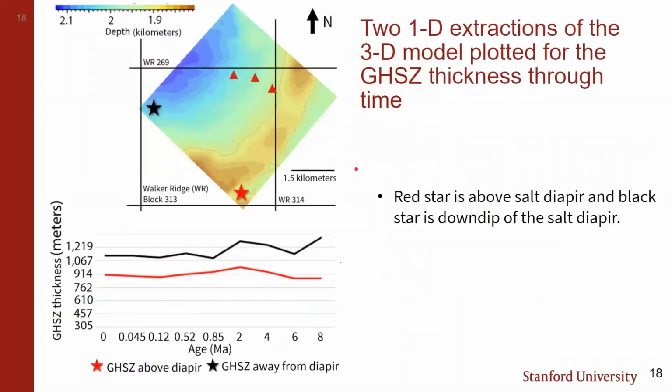Here we just have two simple 1D extractions. In the red star, we have an extraction of the gas hydrate stability zone thickness above the salt diapir. And then we have an extraction in the depocenter. And you can see that in the depocenter, the gas hydrate stability zone thickness is much greater than where you are above salt. So what would that mean for the gas hydrate saturations?